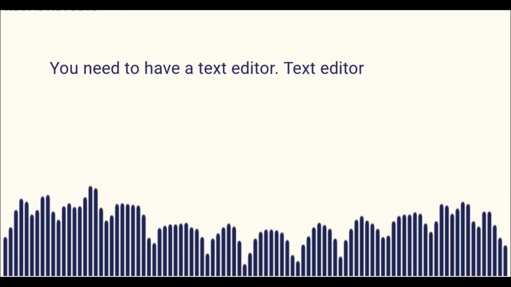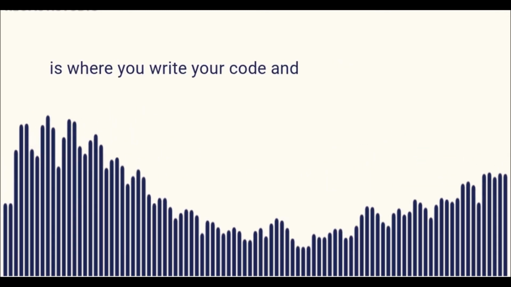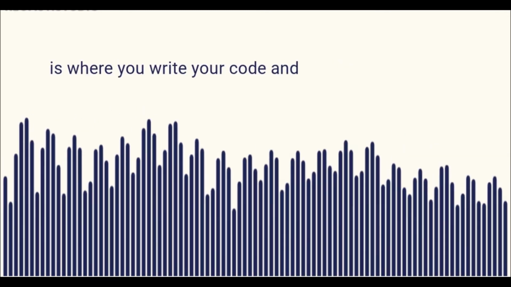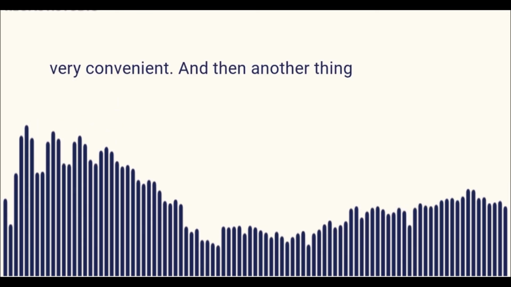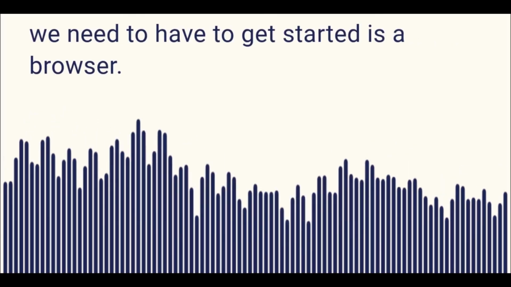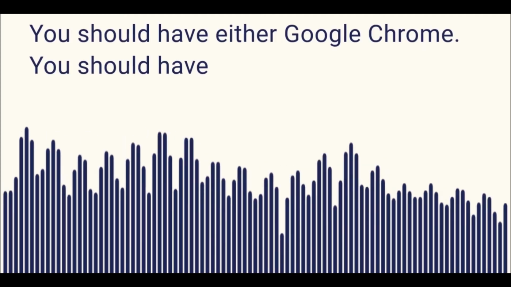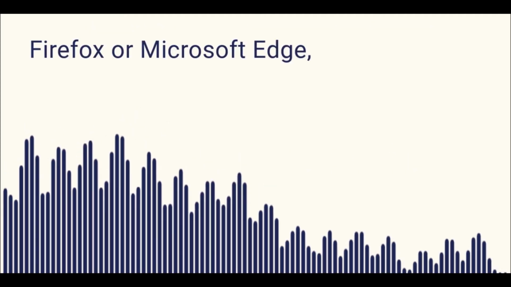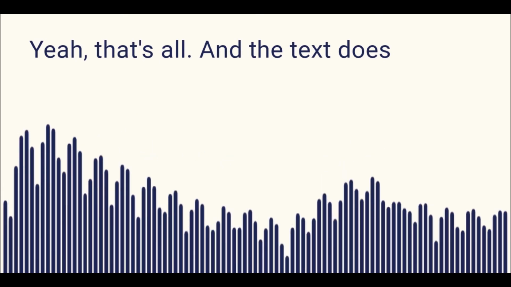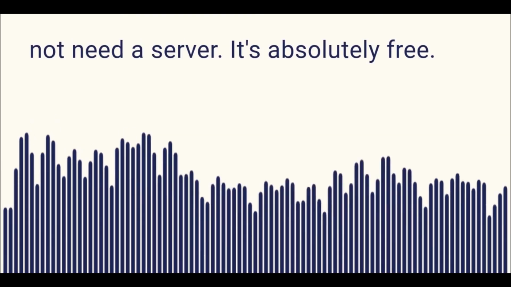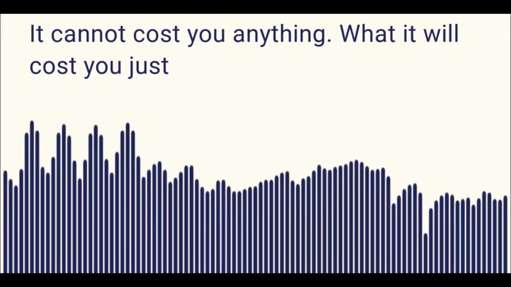You'll need to have a text editor. A text editor is where you'll write your code, and one of them is Sublime Text. Another thing you need to get started is a browser. You should have either Google Chrome, Firefox, or Microsoft Edge, but ensure you have one of them. On my end, I'm using Google Chrome, which is my default. That's all. The text editor does not need a server. It's absolutely free and will not cost you anything, except to download it.